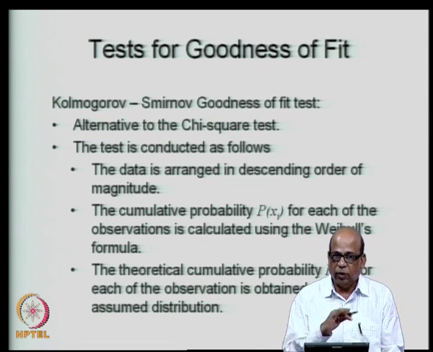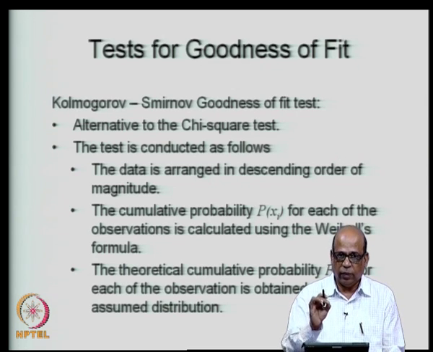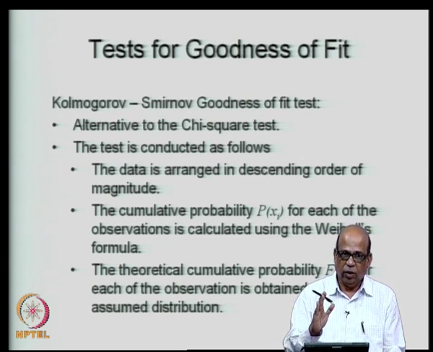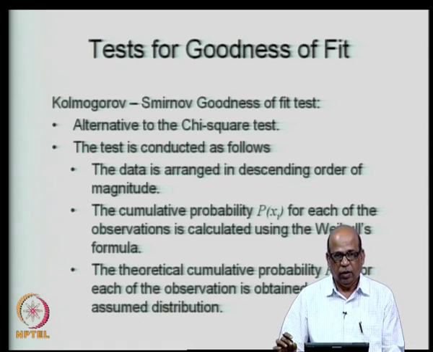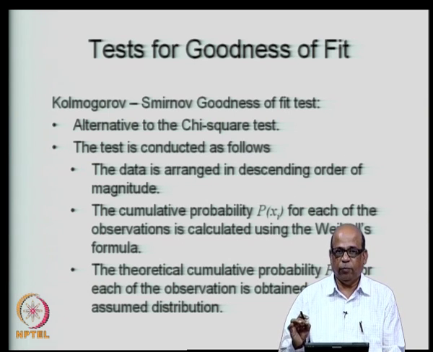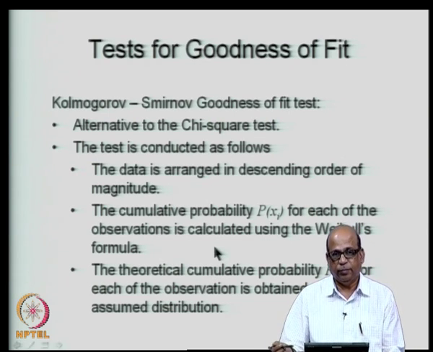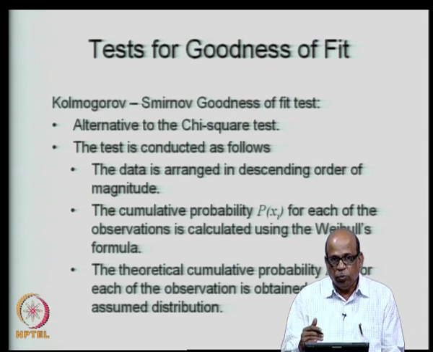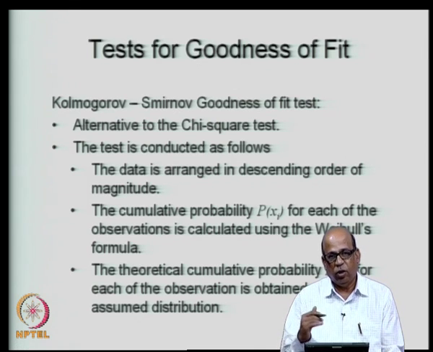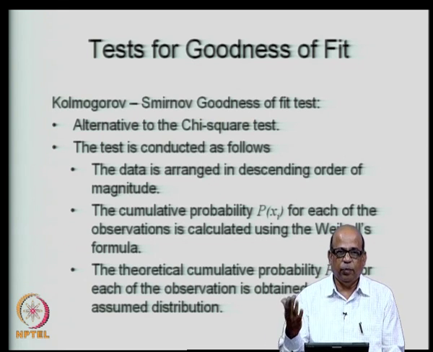So, the first difference between chi-square and Kolmogorov is that in the Kolmogorov test we are not doing classification. We use the values as they are, arrange them in descending order, and compute for each value the capital F of x, the CDF value, based on the Weibull's formula. This gives you the observed cumulative probability, but we also have a theoretical cumulative probability associated with each of the observations.